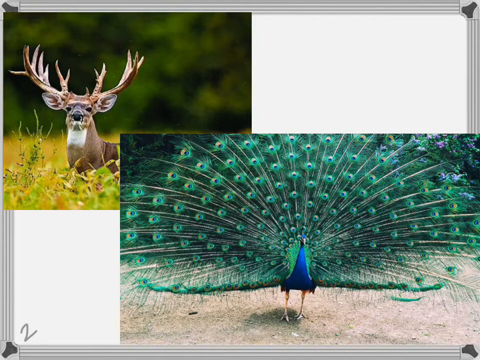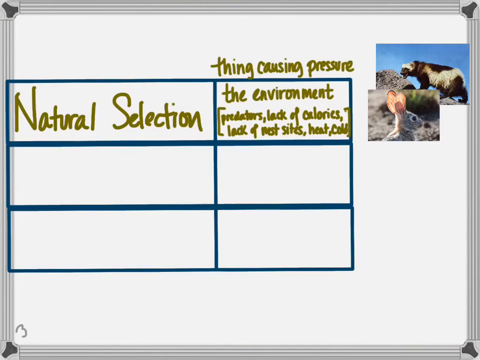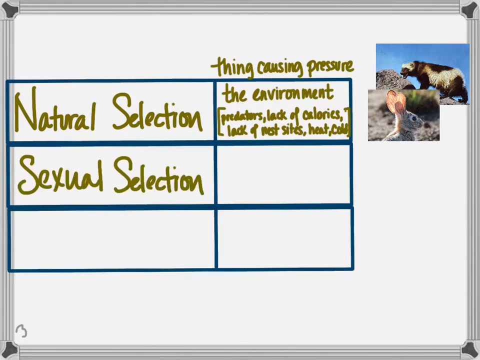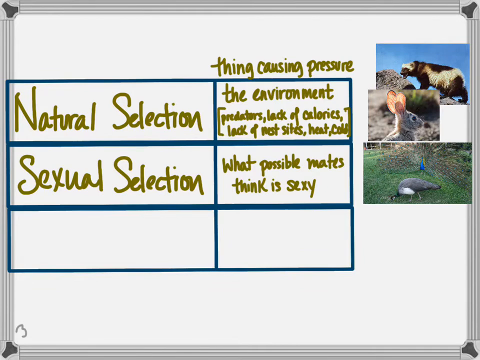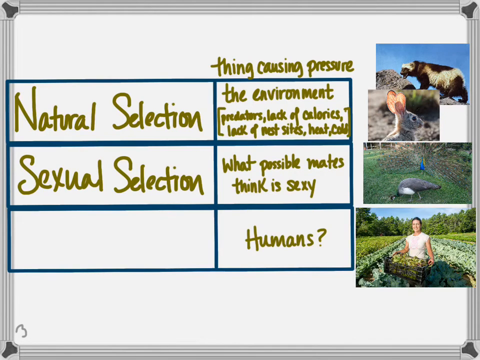Crunch. So, in the case of natural selection, the environment, predators, available calories, risk factors, that's the thing that's exerting evolutionary pressure. In the case of sexual selection, the desires of the potential mates, logical or not, are the things exerting evolutionary pressure. But could we, humans, exert selective pressure?